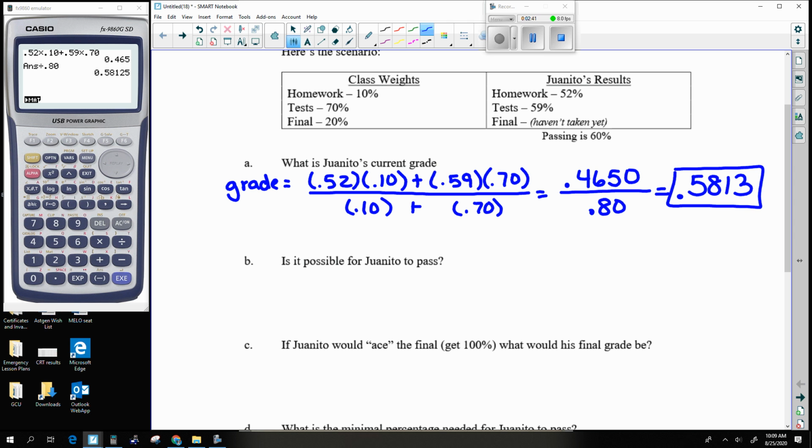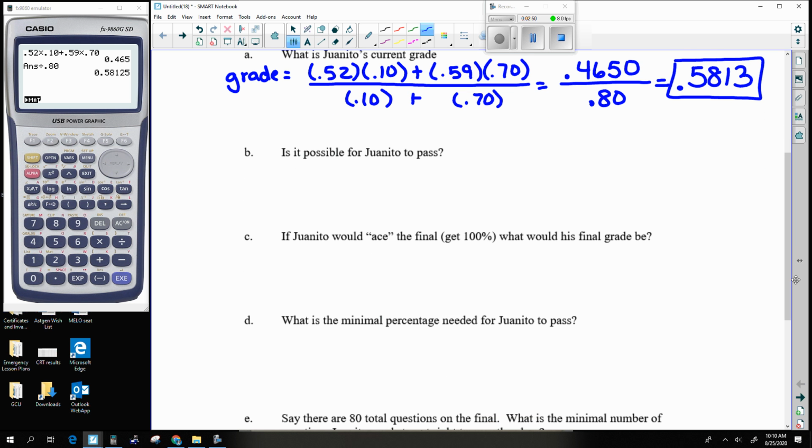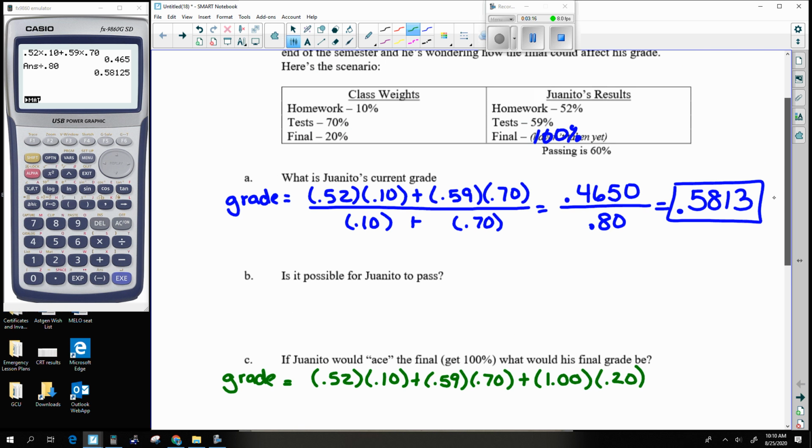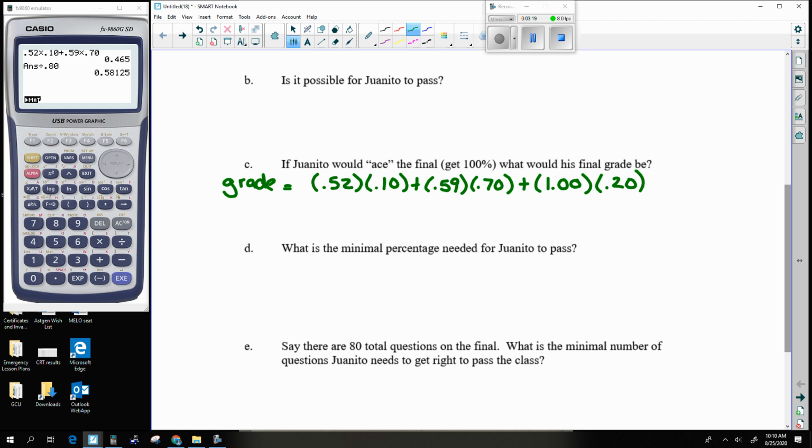What would his grade be if he got a 100% on the final? So what we're hypothetically doing is we're saying that his final, he's going to get a 100% on that. So how to figure that grade is exactly what we did in question A, but we're putting another category onto it. So we have the homework, the tests, and then this hypothetical final in which we are giving Juanito a 100% with a weight of 20%. Divided by just the weights.